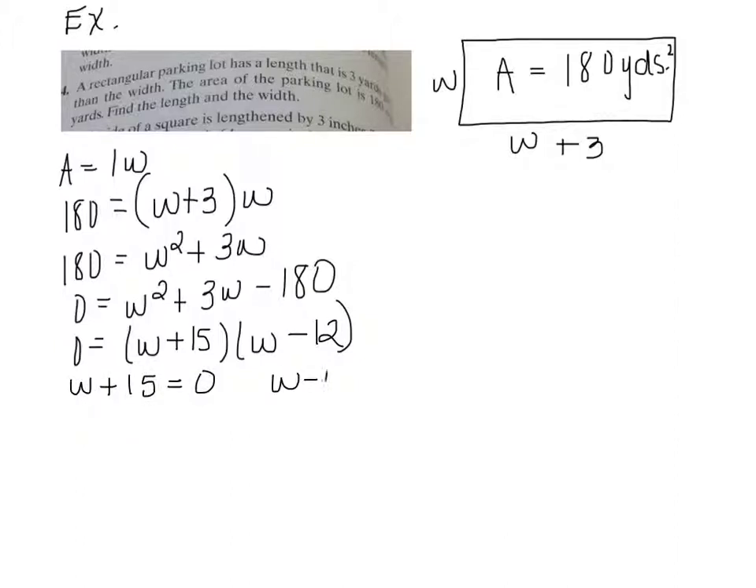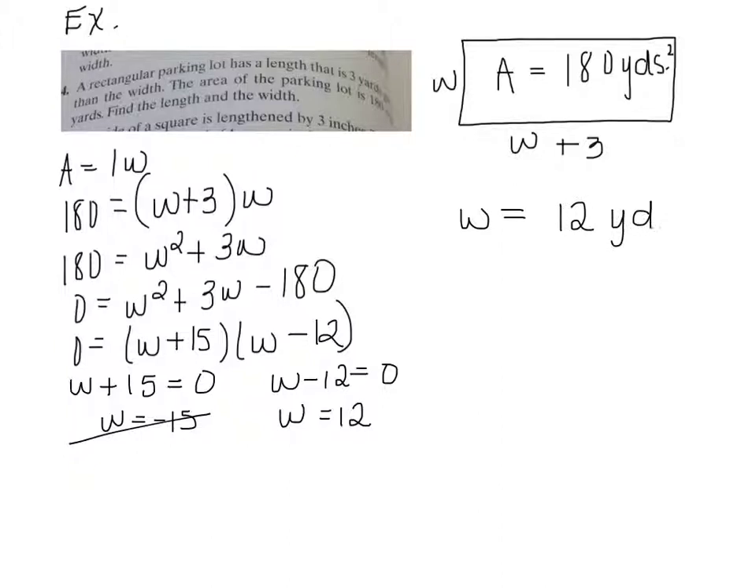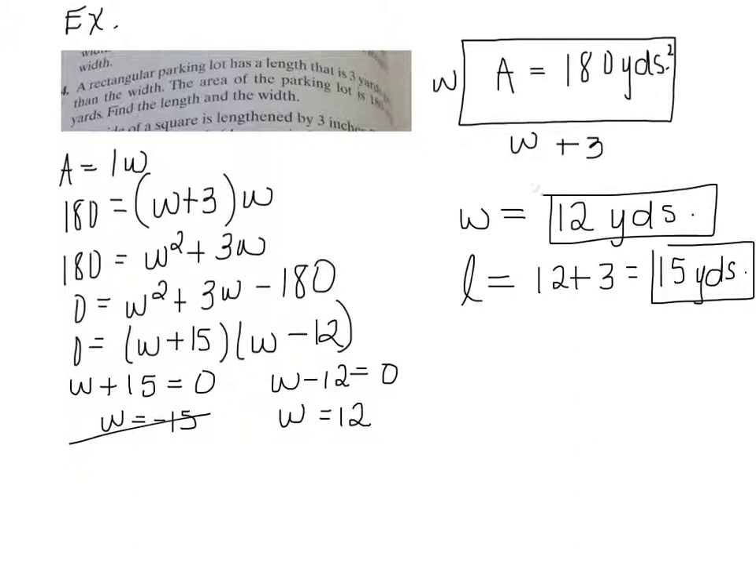Now remember, W is our width. So for us to have a -15 yards as a width is not possible. So that means the width has to be 12 yards. So if the width is 12 yards, the length would be 12 plus 3, which is 15 yards. And there you have it.